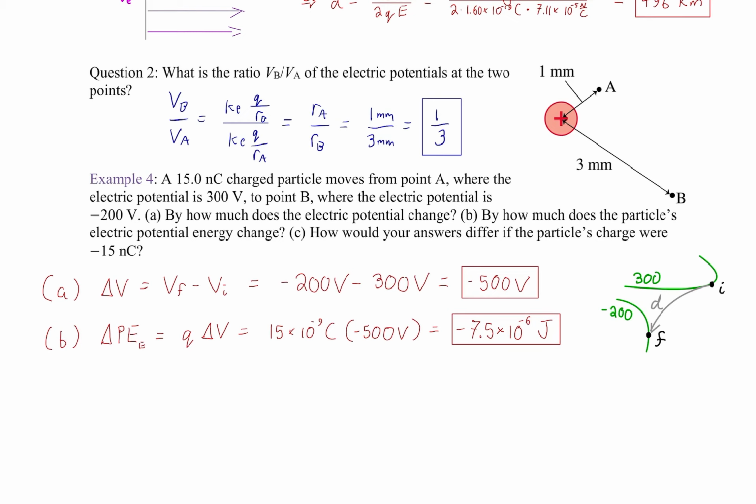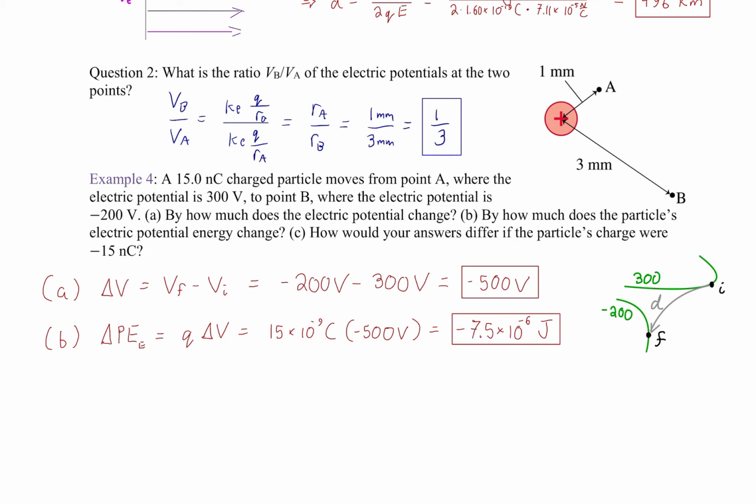Now in part B, by how much does the particle's electric potential energy change? Okay, well, it was a positive 15 nanocoulomb particle. So that means all we have to do is just multiply Q times delta V, multiply our positive charge by a negative voltage change, and we get a negative change in energy. Okay, does that make sense? Yeah, because for a positive charge, going from high voltage to low voltage is like falling downhill.